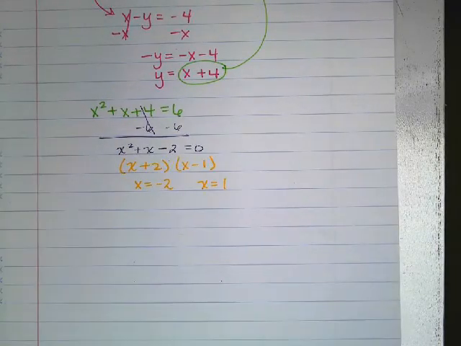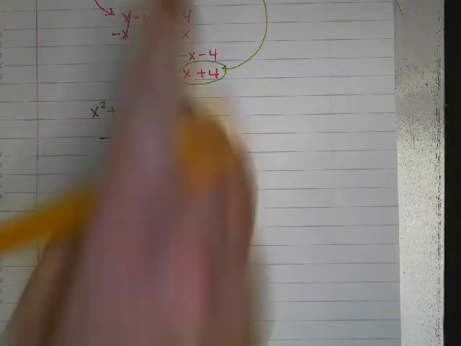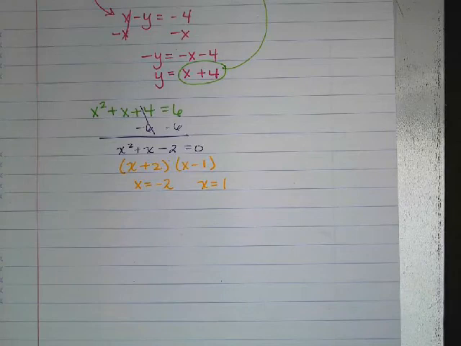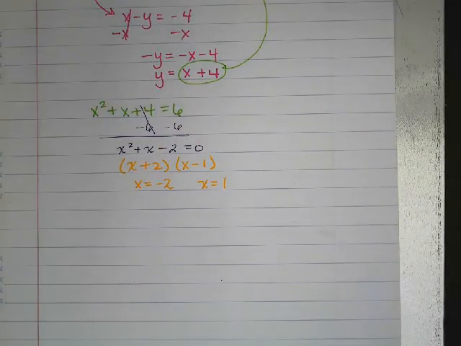Now, I have two x values, but remember, this is a system of equations, which means I need ordered pairs. So you're going to have two ordered pairs. So now I'm going to take both of these x's and plug them back in. I can plug them into this pink equation because that'll make it real fast and easy.